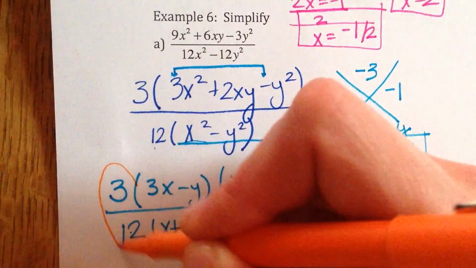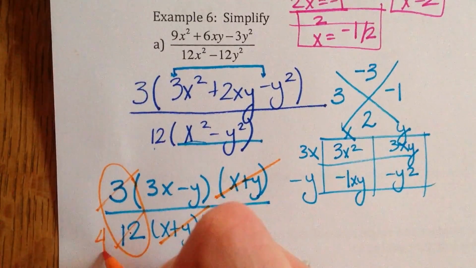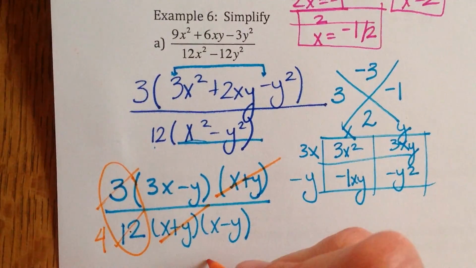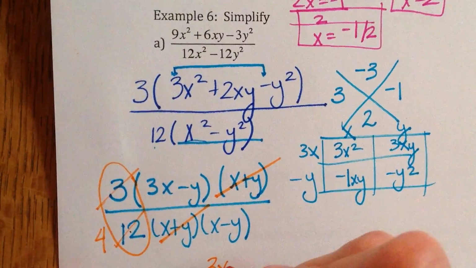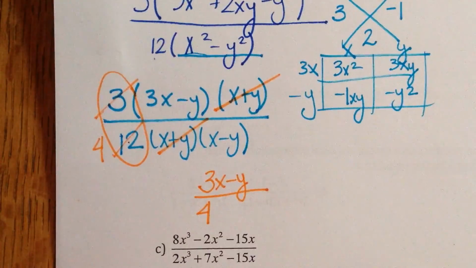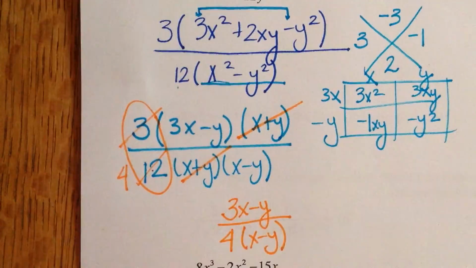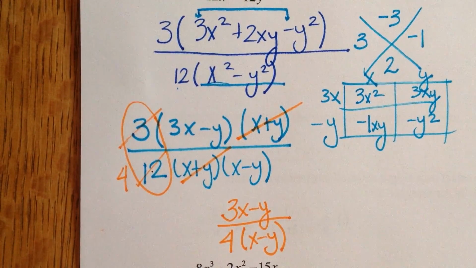Now my numbers, my GCFs. 3 can go into 12 4 times. So what's left on my numerator? 3x minus y over, in the denominator, 4 times x minus y.